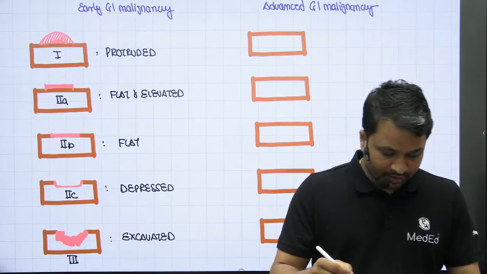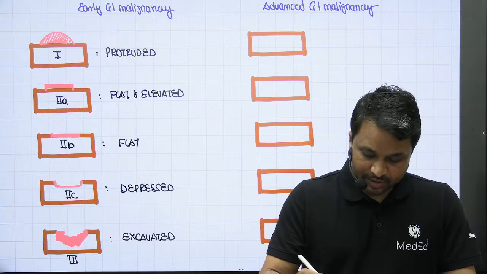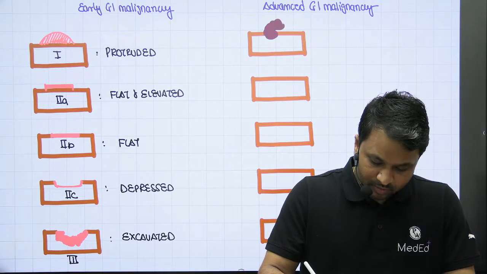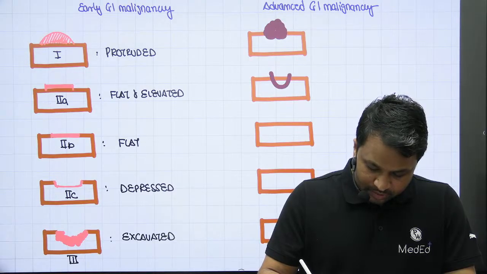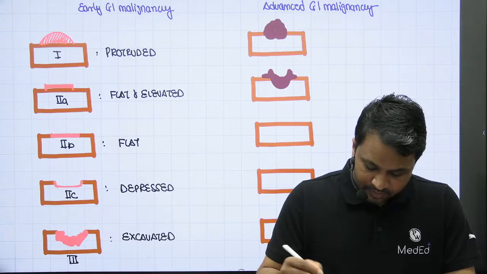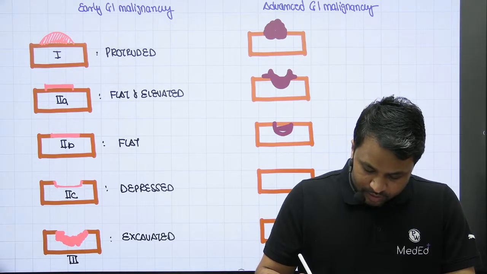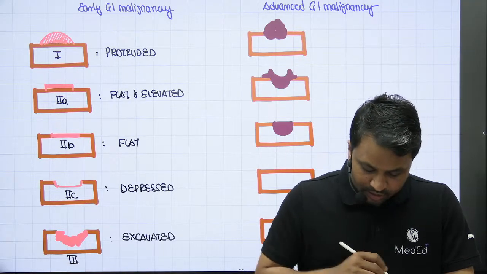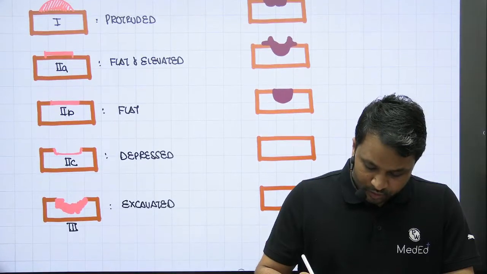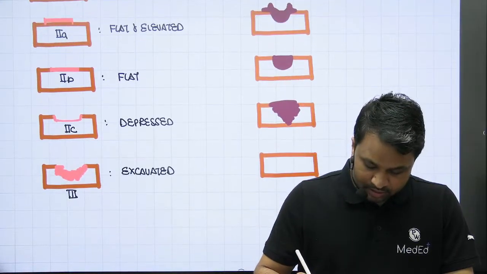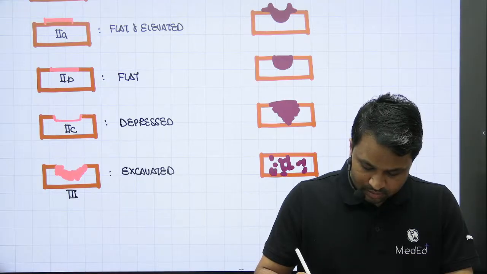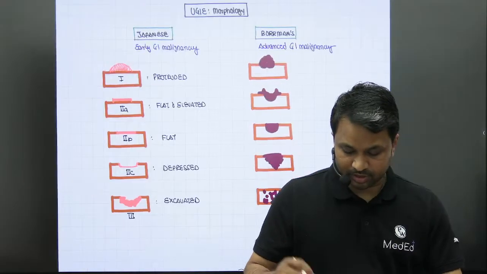Let's say this is an advanced GI malignancy. In an advanced GI malignancy, number one, you will see presence of a polypoidal growth. Number two, you see there is an ulcerated lesion, but this ulcerated lesion is going to have an elevated margin like this. The third variety is going to be only an ulcerated lesion. Four, it is going to involve a transmural thickening, which is like this. And this is going to be non-classifiable, something like this, right?